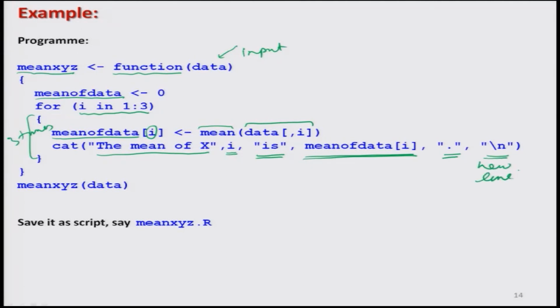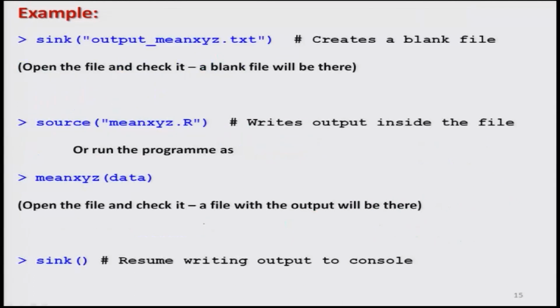So, I want to write something like the mean of x1 is whatever the value is, then there is a change of line, and then the outcome will be the mean of x2 is this value, then on the third line the mean of x3 is like this. So, I write this program, and then I save this entire program inside a script file which is mean xyz.r.